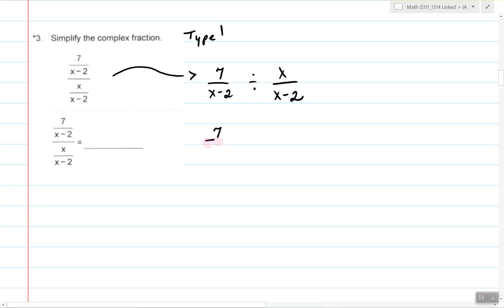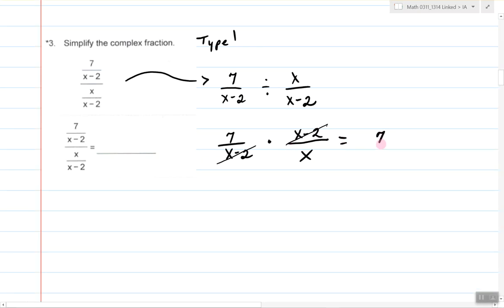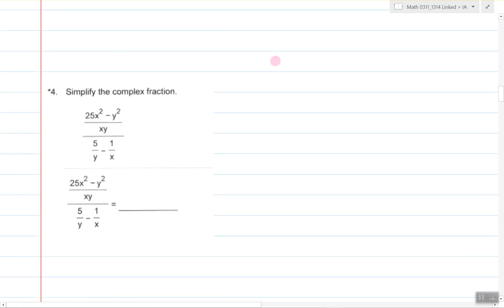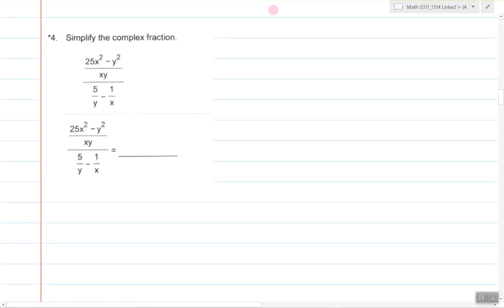I keep, I change, I flip. Common factor of x minus 2 divides out, and I am left with 7 over x. Type 1 typically is the easier kind to write down. Let's look at number 4 here and see.